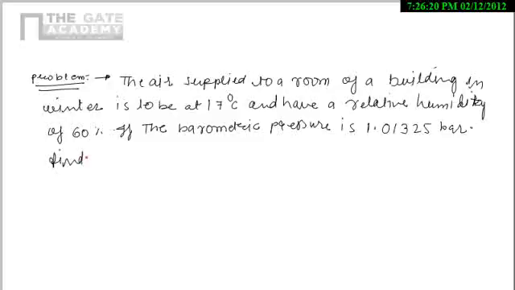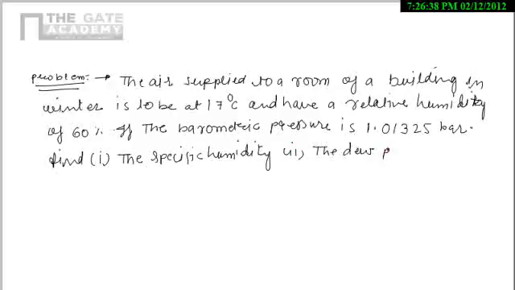find number 1, the specific humidity, number 2, the dew point under this condition. So for this problem we have to find out specific humidity and dew point temperature. So now let's solve this problem.